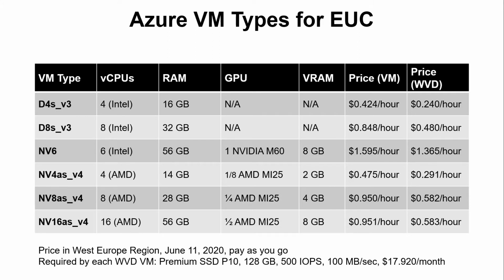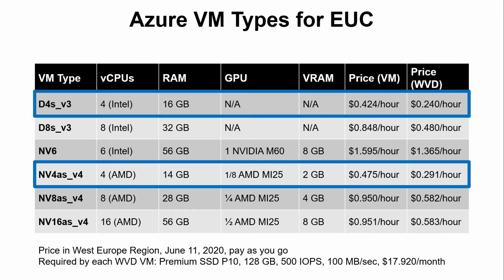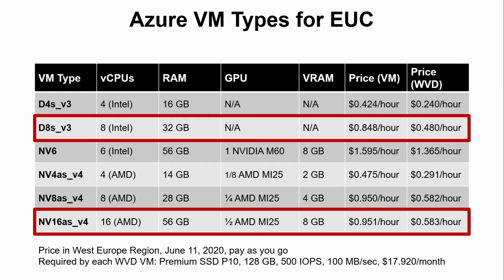When looking at VM prices, we can see that the NVIDIA-powered NV6 is relatively expensive. But when using the new AMD NV4 v4 VM types, it's in the same price range as the popular D-type VMs. When looking at the vCPUs and RAM, it may be even cheaper in a multi-user setup when using the NV16 v4 VM type.